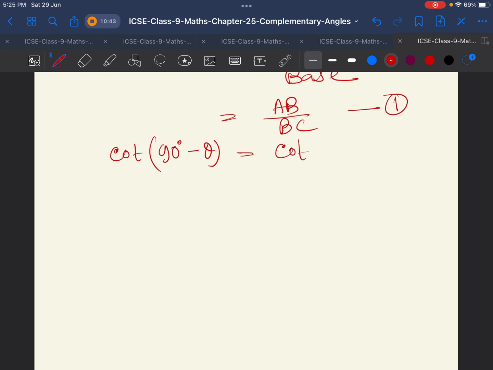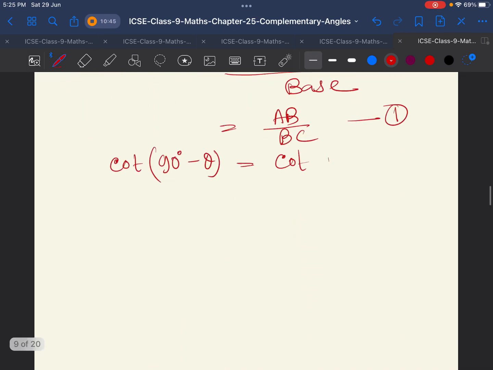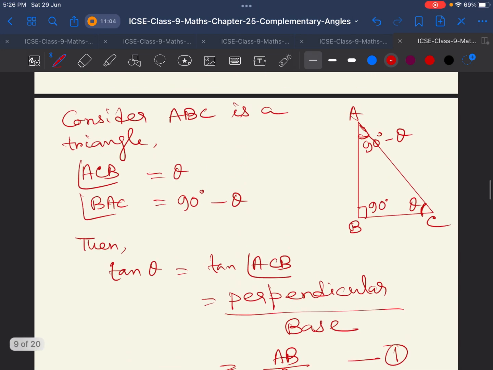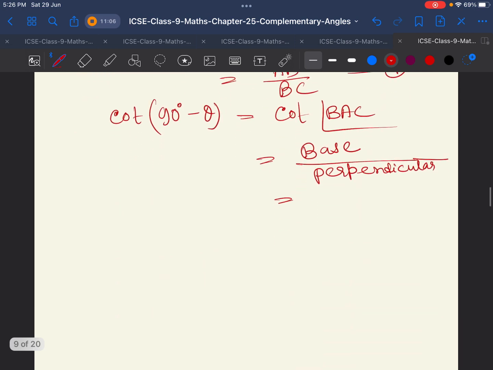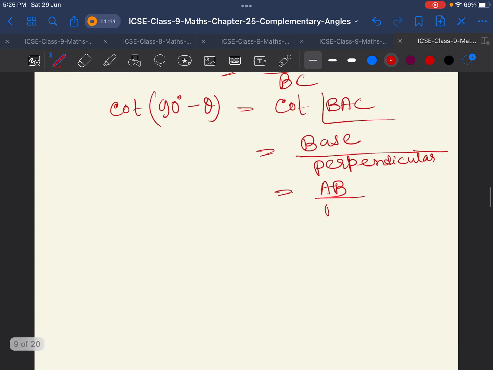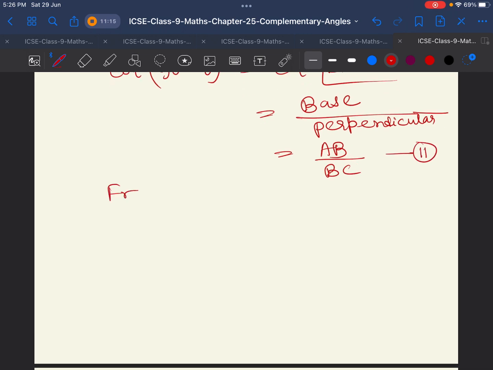Now for cot of 90 minus theta, that equals cot of angle BAC. We know cot theta equals base by perpendicular. Here the base is AB and the perpendicular is BC. So this is 2.